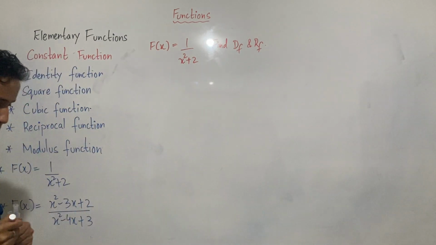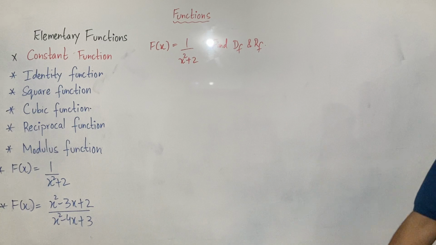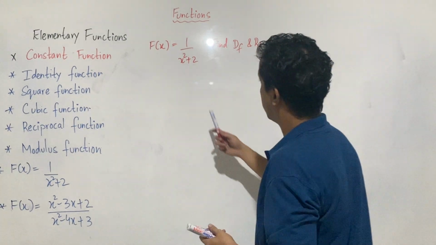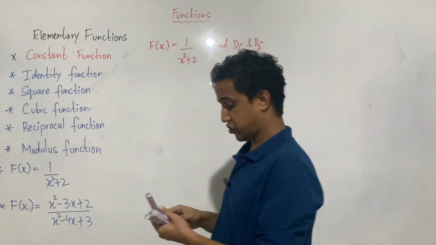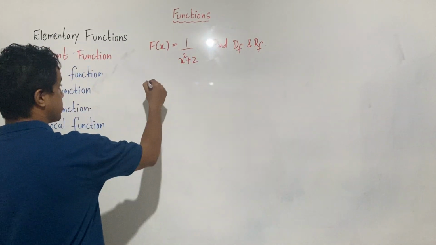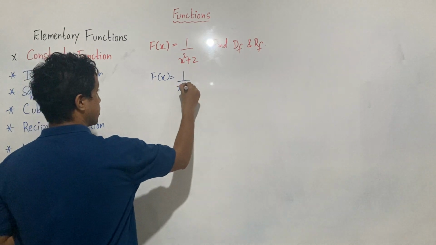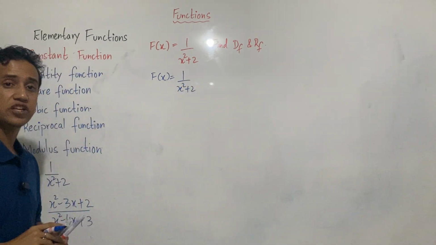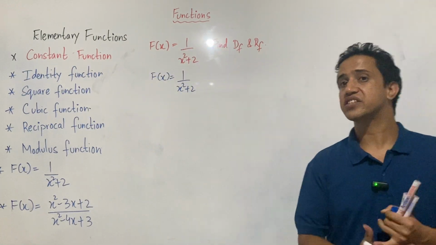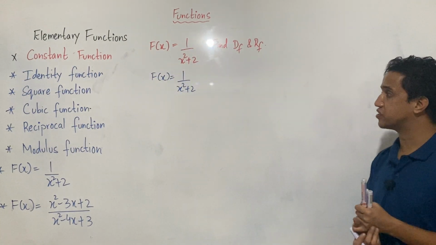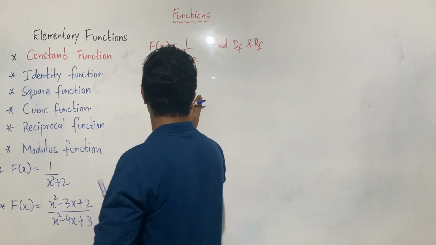Now see here. This is the function given to us, f(x) equal to 1 over x squared plus 2. Now we need to find its domain, meaning what values of x it can take. If you look at this function, in the denominator you have x squared plus 2.